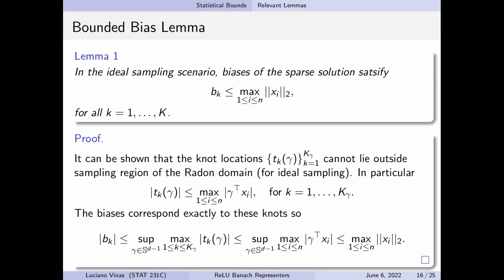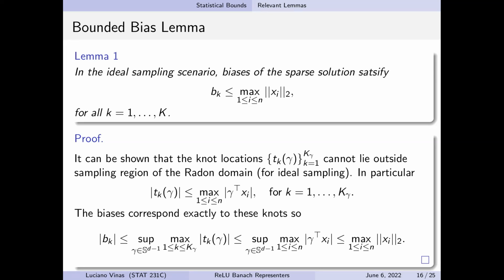One very important thing we're going to be using here is the fact that the knot locations, so you can think of this as the bias shift for every possible parameterization of that unit norm, right? It's a little complicated, but we will gloss over that these knot locations are not going to lie outside of the sampling region of the Radon domain, right? That's the case for ideal sampling, and that's something that can be shown, but we're not going to show it. Since each of these knot locations is parameterized by this unit direction, we can get an upper bound by considering gamma transpose xi_i for all these i up to n.